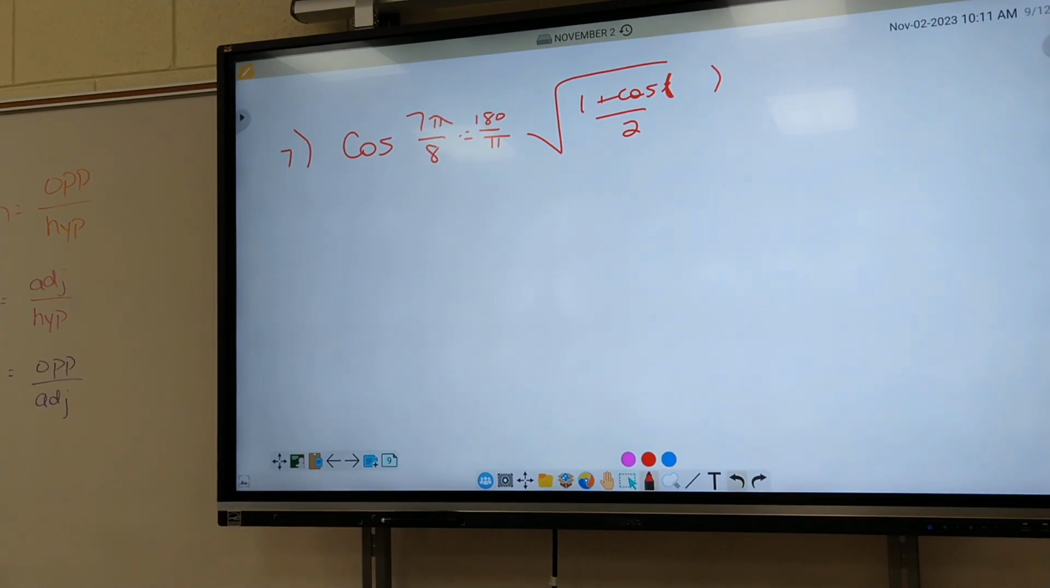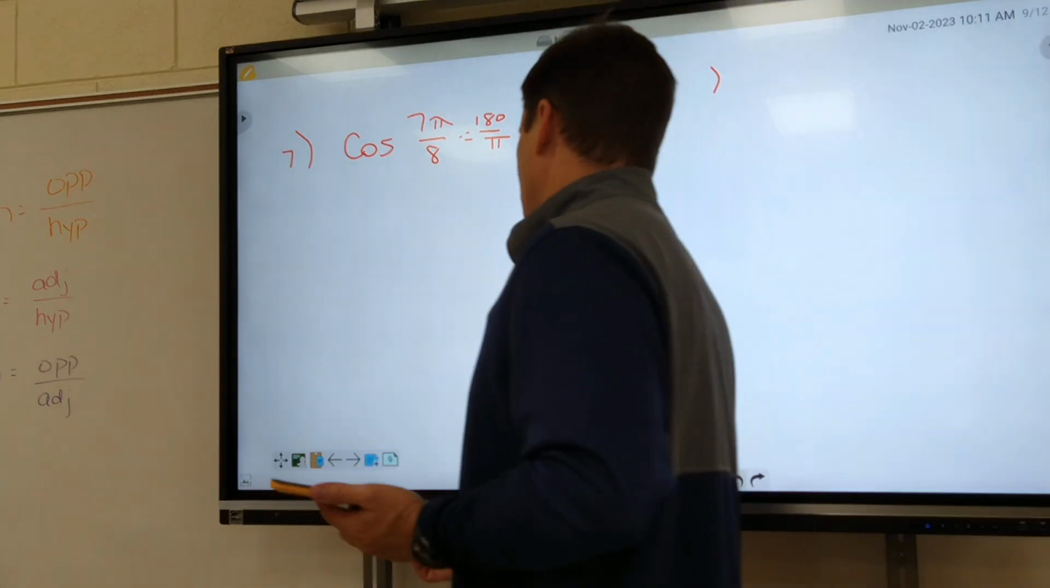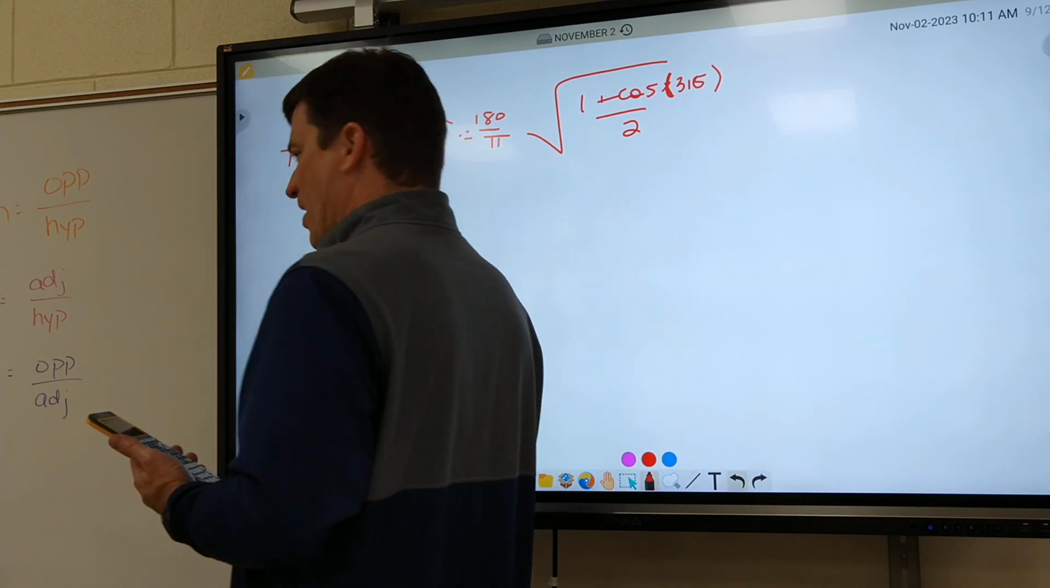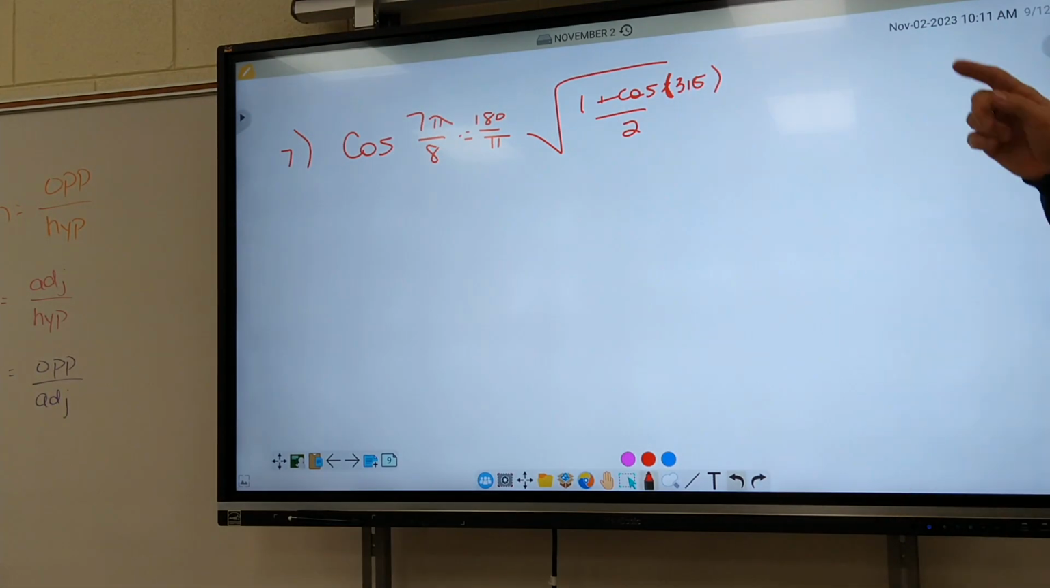So let's do that. 7 pi over 8 times 180 over pi. I got a decimal. I got like 315 over 2. Double that. It's 315. So y'all stop me if I messed up. Am I good? So 315 goes there. I'm not used to having fractions on that. So now go back, plug that in your formula. You will have to plug in the word cosine this time. 1 plus cosine 315 over 2.